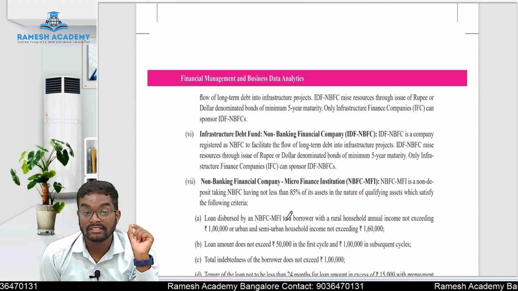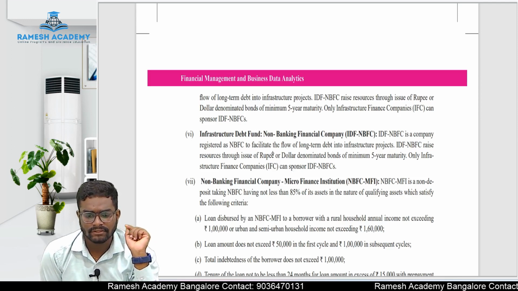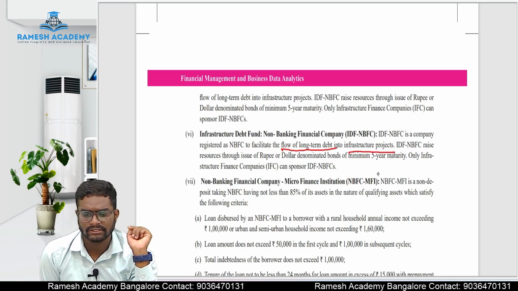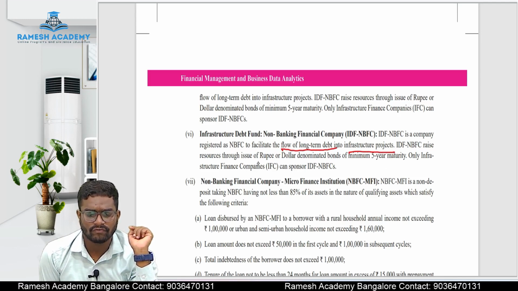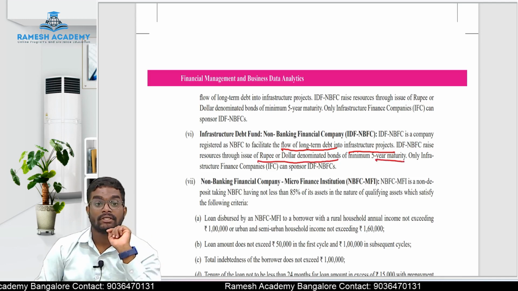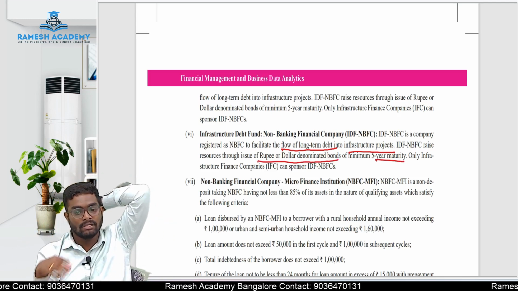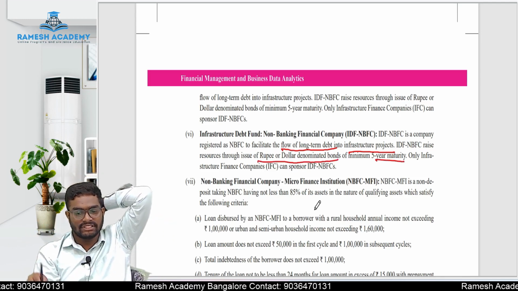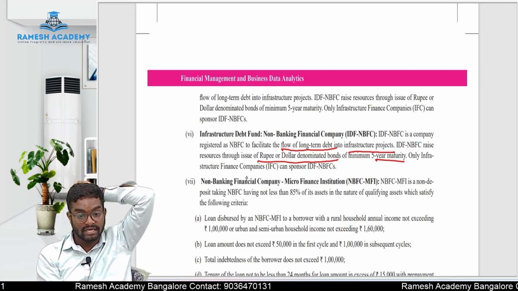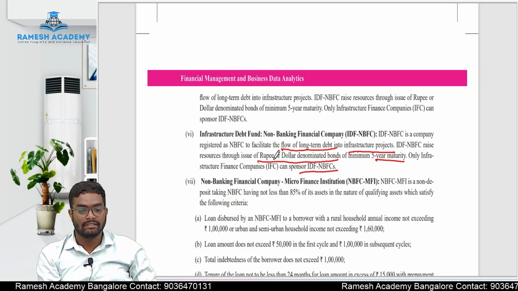Next, infrastructure debt fund. This is an NBFC which facilitates the flow of long-term debt into infrastructure projects. It raises resources through the issue of rupee or dollar denominated bonds with a minimum 5-year maturity. How will they get money? They'll give the bonds to the general public. It may be rupee or dollar. Then it will invest in the infrastructure projects. Only infrastructure finance companies can sponsor IDF-NBFCs, which means infrastructure debt funds.